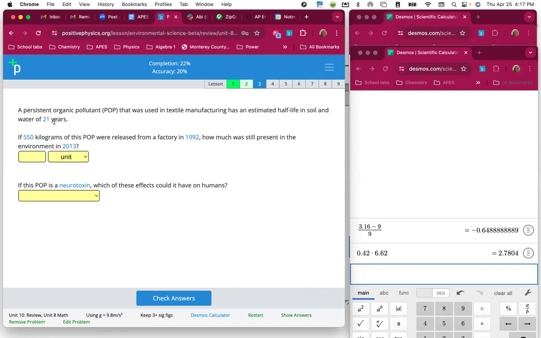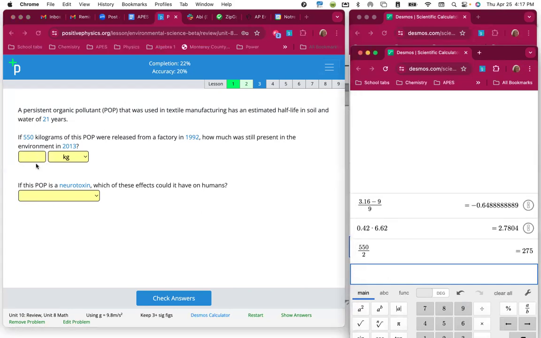It already told us the half-life is 21 years, and then it's giving us 2 years that are 21 years apart. So we're really being asked how much is going to be left in one half-life. So it's just going to be half of that amount that they gave us. And everything blue again is randomized. I'm going to do this on my calculator just to check.